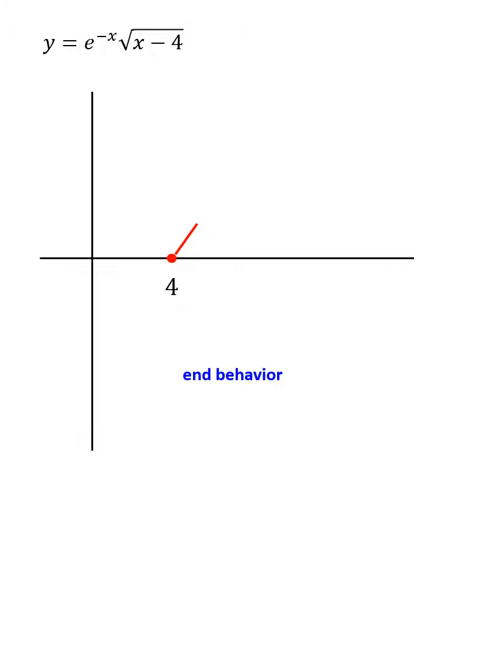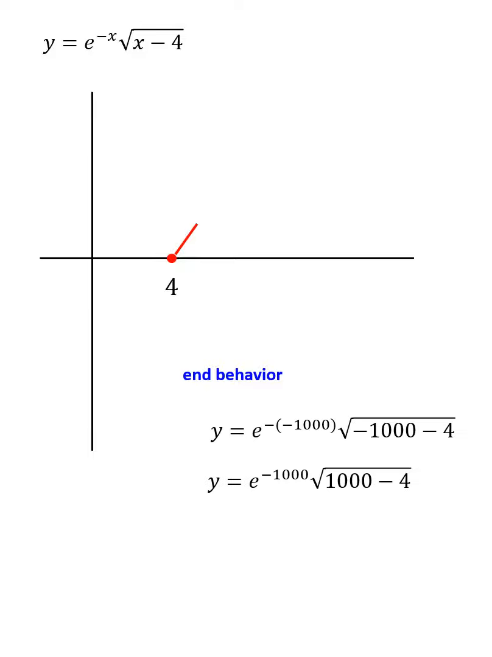Moving on to the fourth feature is the end behavior, the direction of the graph on the far left and on the far right. To get a sense of the end behavior, I like to plug negative 1,000 and positive 1,000 into the function.